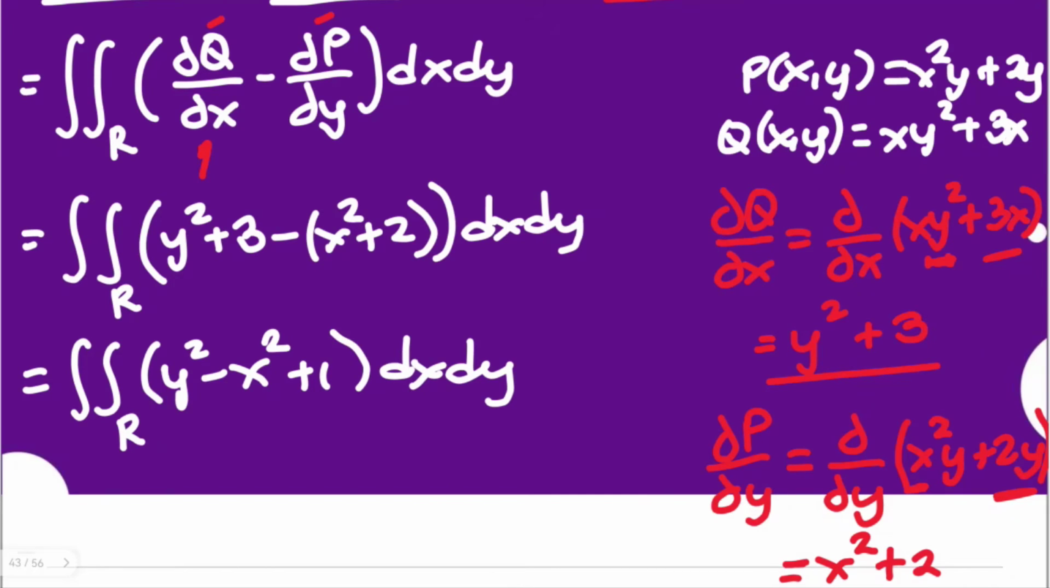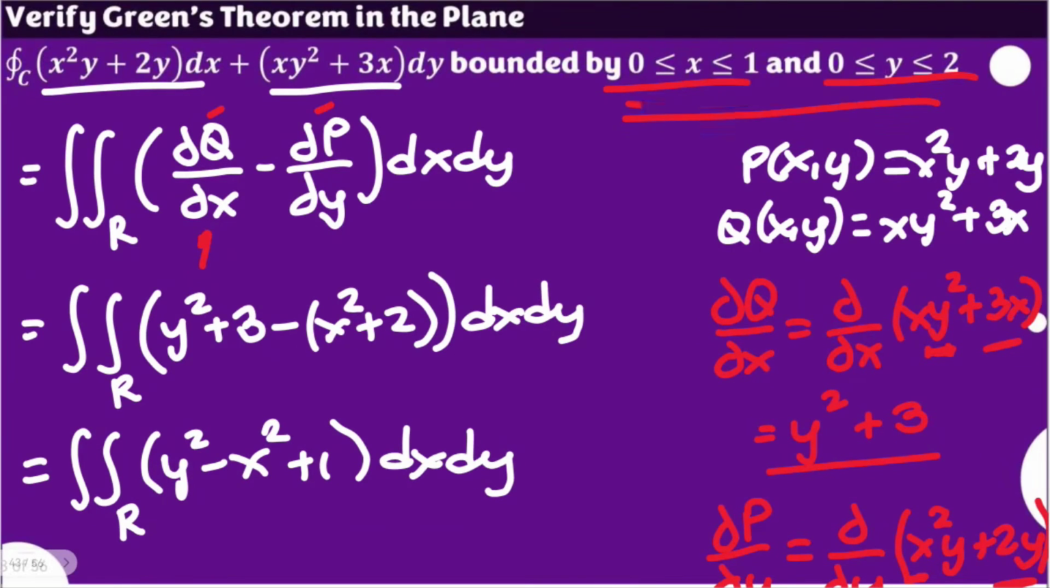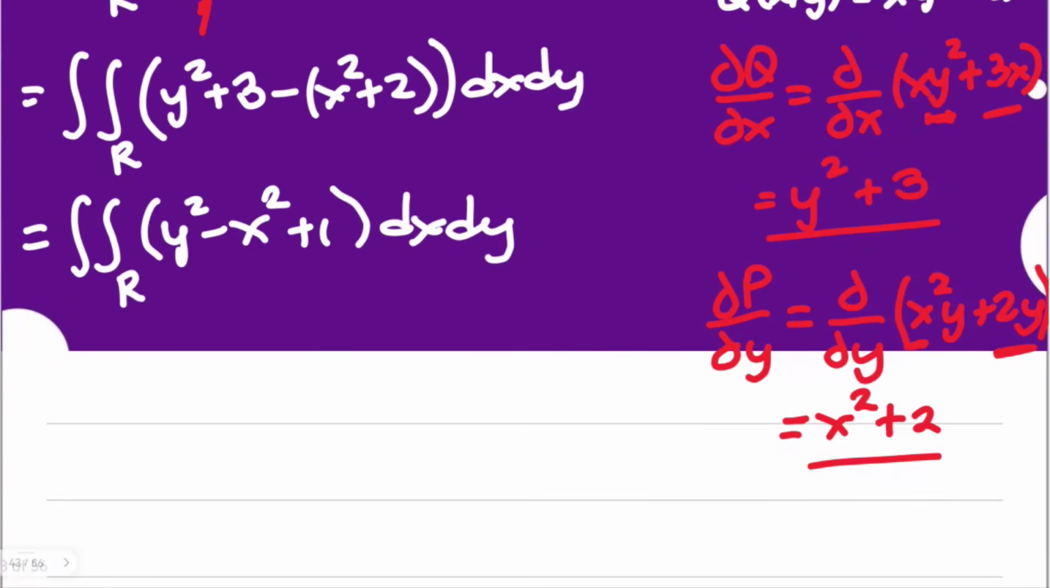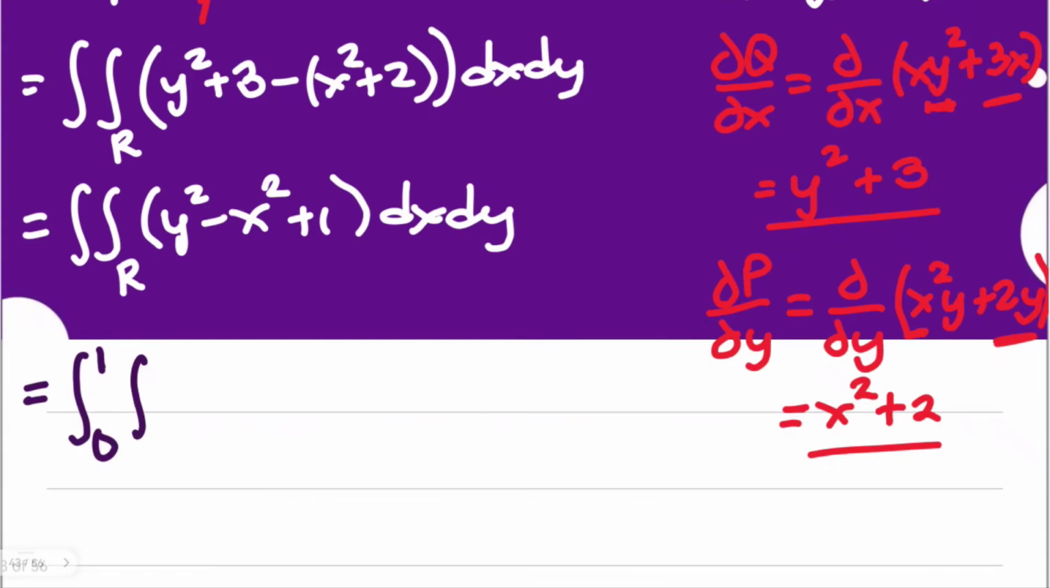The next task for us is to identify the boundary for your x and y, as we have the region which is already identified here. If we look at it in our Cartesian plane, you would see that this is a rectangular region with x moving from 0 to 1 and y from 0 to 2. If we have 0 to 1, that would mean this is the integral for your x. If you have 0 to 2, that's your integral for your y.